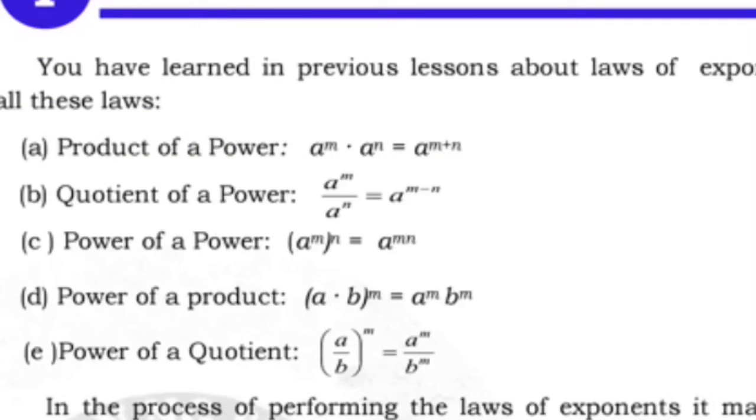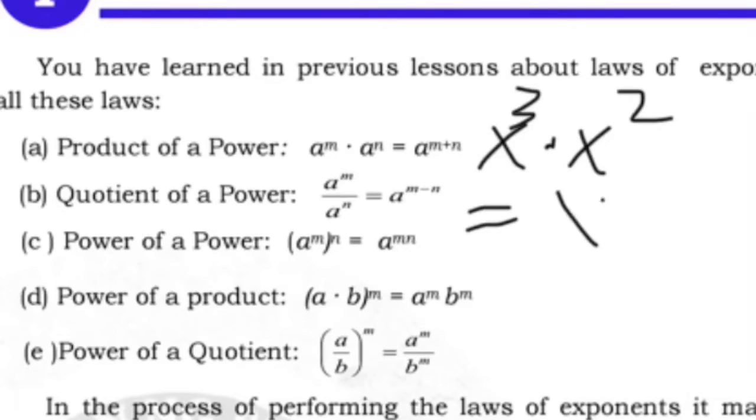So for the first one is product of a power, a to the power of m times a to the power of n. This is equal to a to the power of m plus n. So copy the base and add the exponents. For example, if we're going to have x cubed times x squared, we will just copy the base x, then add exponents, 3 plus 2, this is 5, so x to the power of 5.